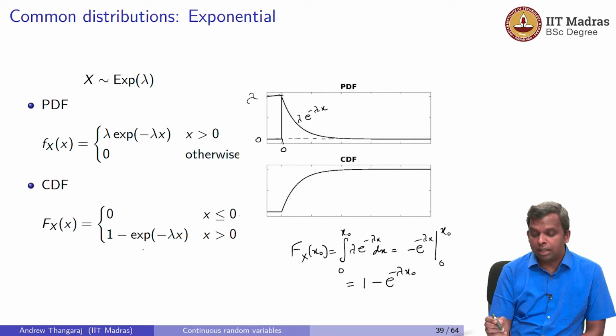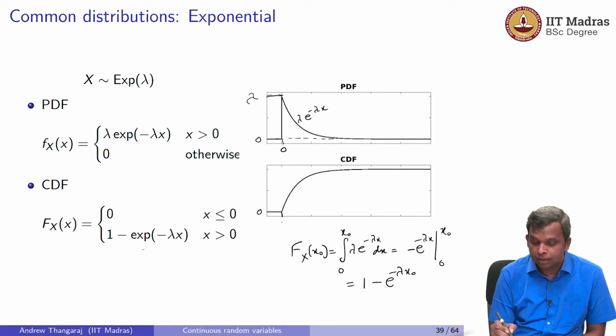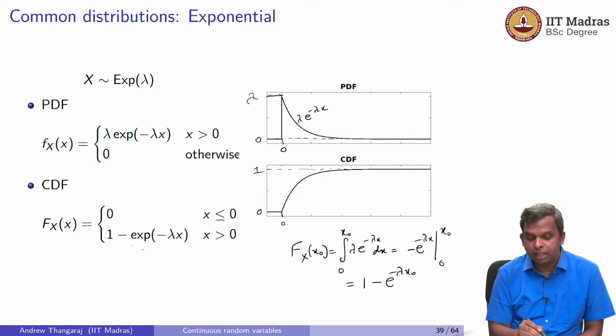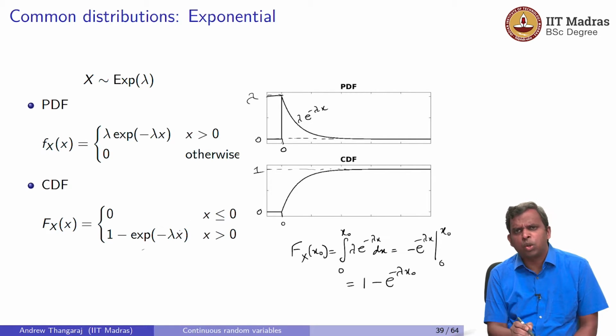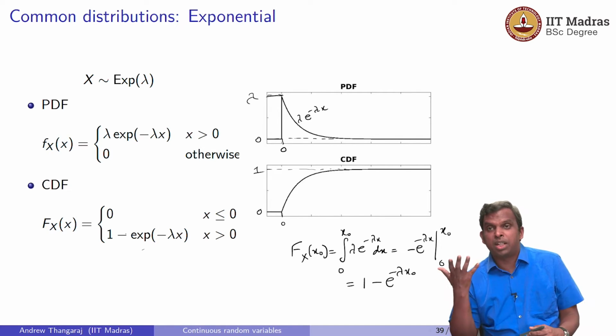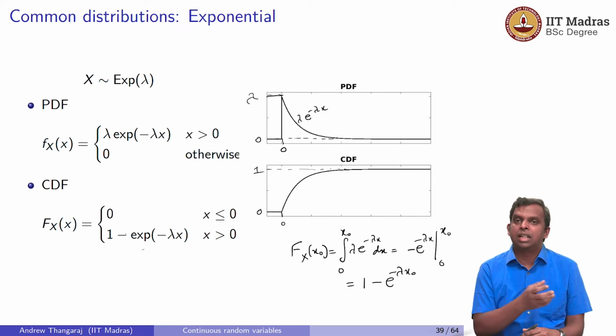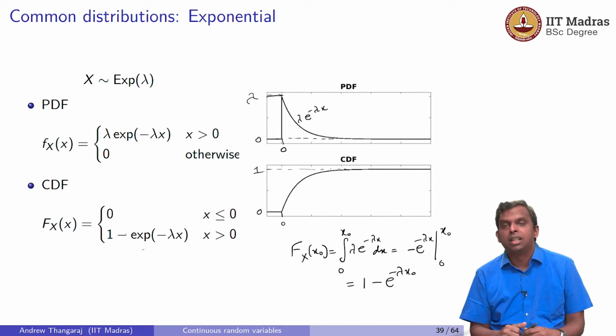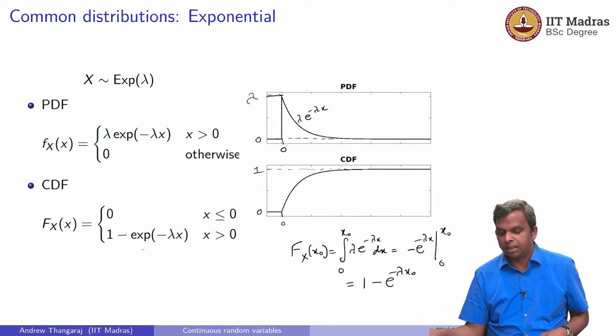Now, does it eventually go to 1? You can see that it will. As x keeps on growing, if x becomes 100, 200, etc., e power minus lambda x will start falling down and down and down, and eventually the CDF becomes 1. So it's a valid CDF, as you would expect. This is called the exponential distribution. You can see why, because the exponential function plays a role. It's falling exponentially. Quite a few random variables in practice take this distribution, so it's a good model for many situations.